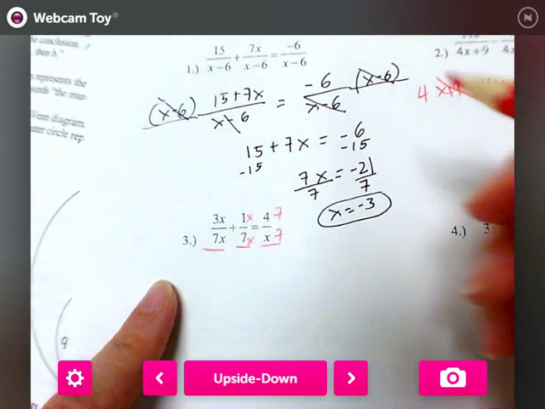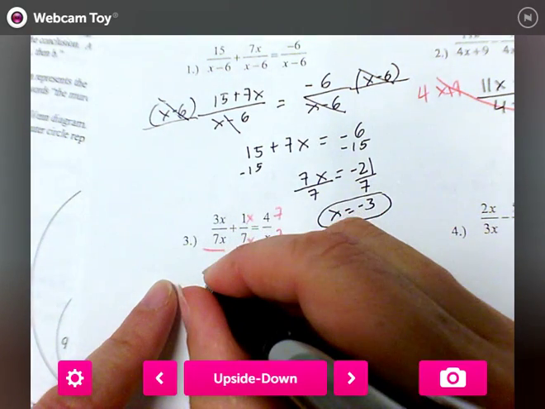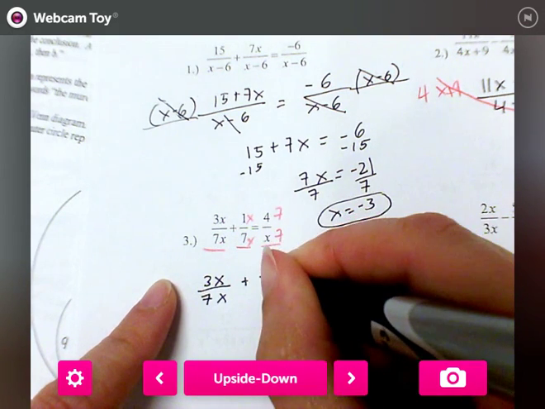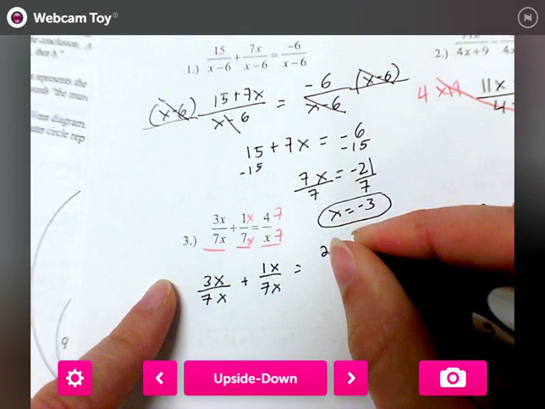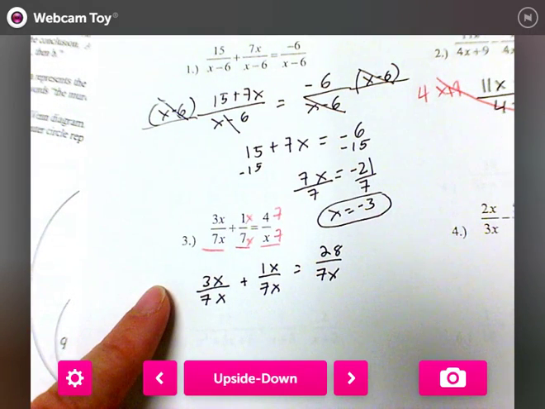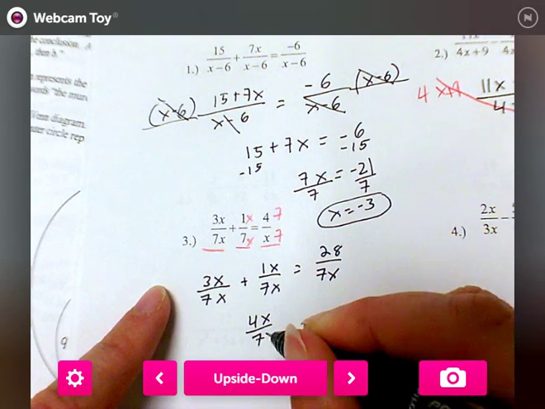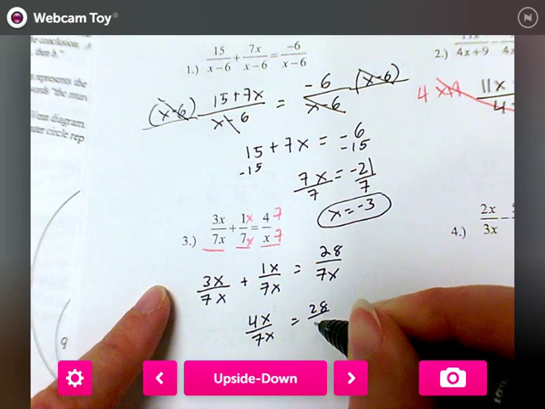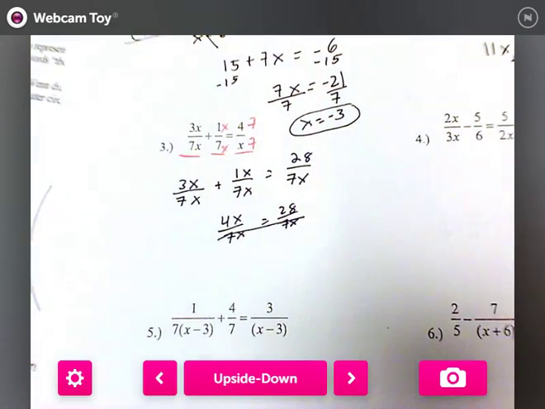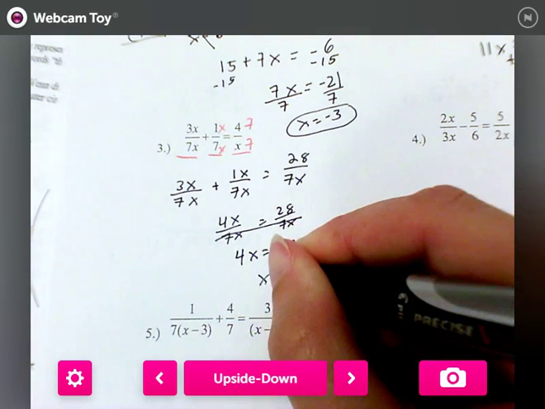And then I'm going to rewrite them. I get 3x over 7x plus 1x over 7x equals 28 over 7x. Now when I add them together, 3x and 1x is 4x, over 7x equals 28 over 7x. I know I can multiply both sides by 7x, but it's the same thing as just canceling these out, right? So I get 4x equals 28, so x is going to equal 7.